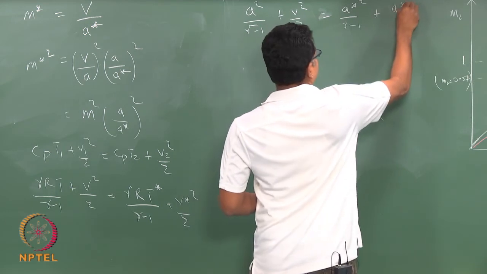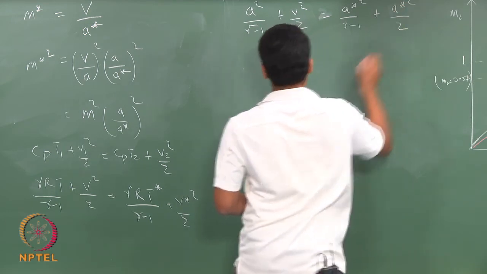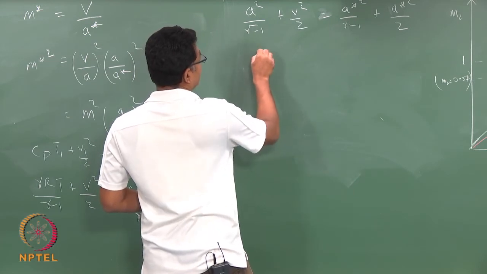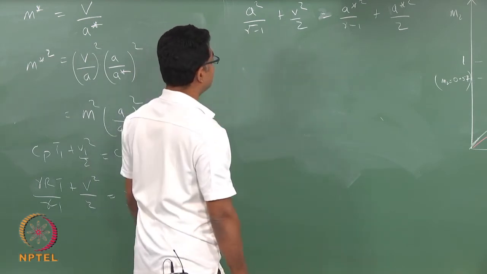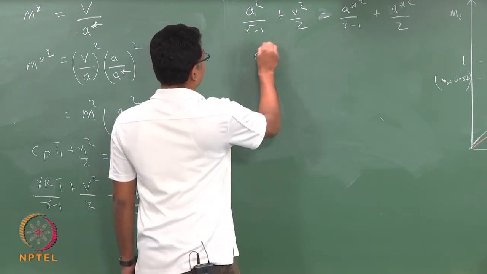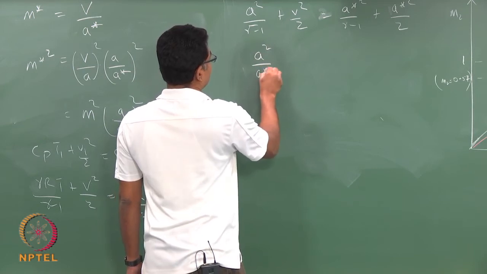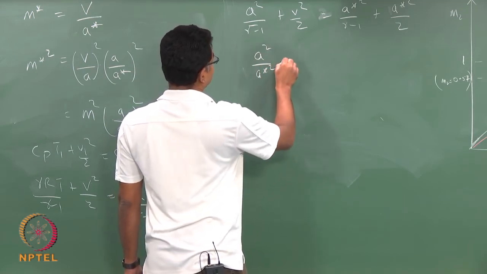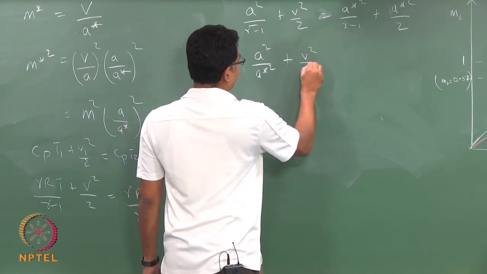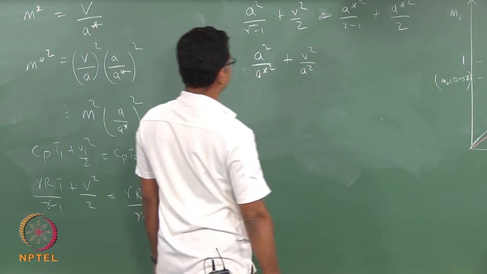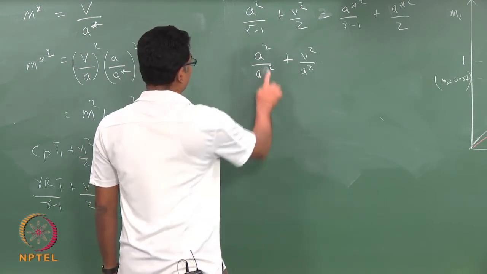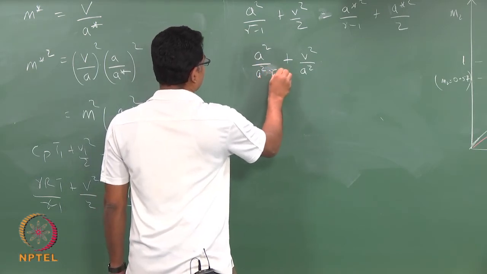V star I can replace it as A star by 2. Now I divide the equation with A star. So my A square by A star square plus V square by A square. Okay, so I will divide it with A square, gamma minus 1.